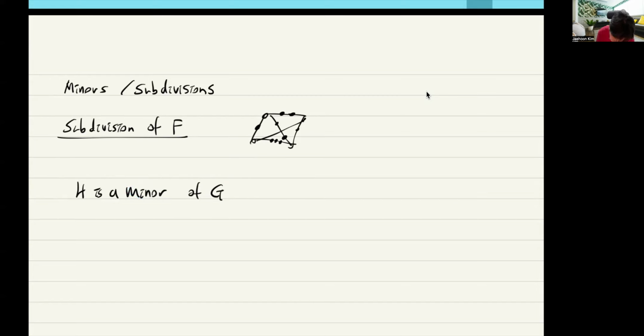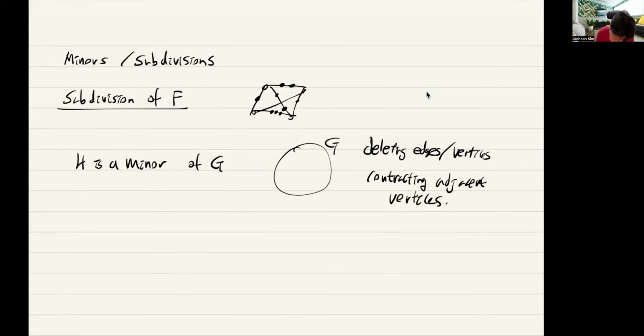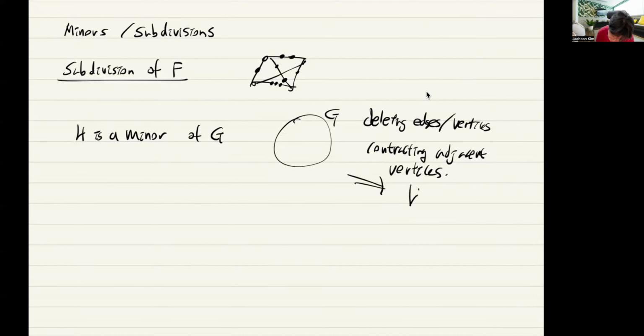H is a minor of G if we start from G and then we either delete vertices or edges, or contract adjacent vertices. And then we do that to obtain H, then we say that H is a minor of G, or G contains the H minor.